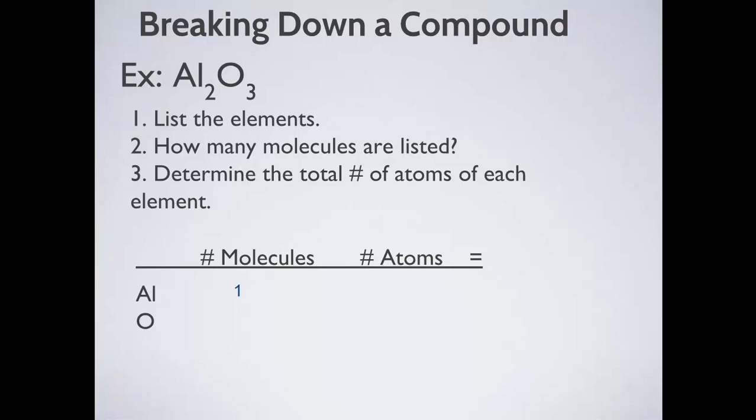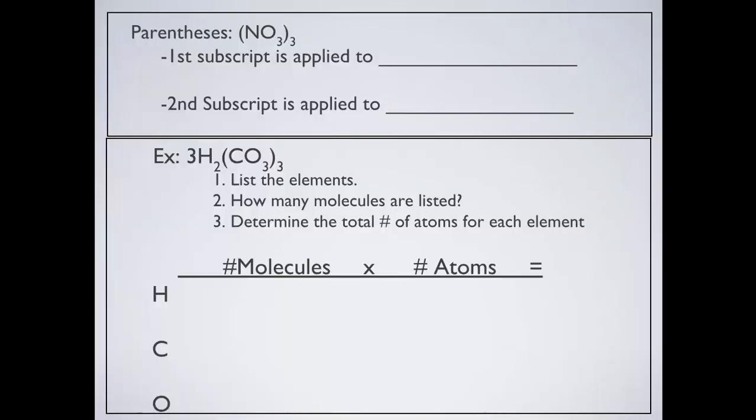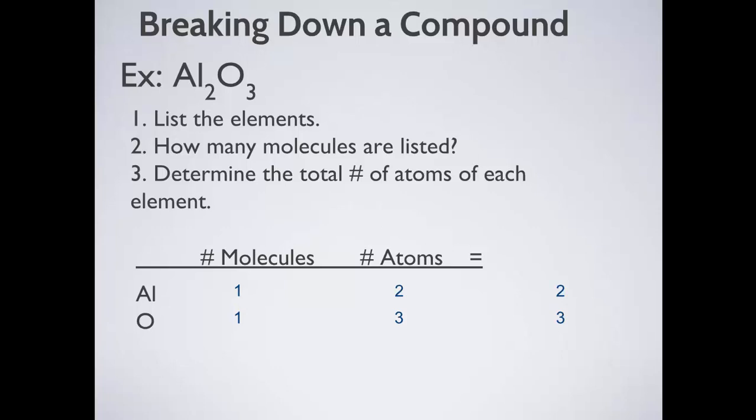Then we look at the subscripts. So the subscript of aluminum in this case is 2. We multiply them together. There's 2 atoms of aluminum in this compound. Do the same thing for oxygen. atoms of oxygen. Wrong. Okay. So then, to figure out the mass, we're just going to multiply those numbers by the mass of each element.